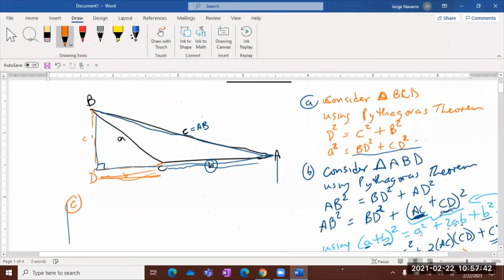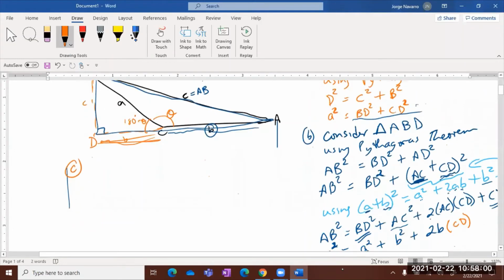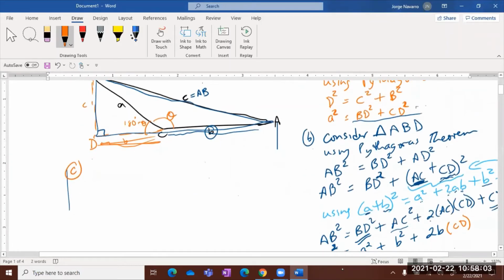if I look at this triangle, I'm gonna call this 180 minus theta. I'm gonna call this one theta, okay? Are you with me? Or if you want, you can do it the other way around. It does not really matter. I can call this theta. I can call this 180 minus theta. Do you see why? Talk to me. Do you see why? Yes or no?